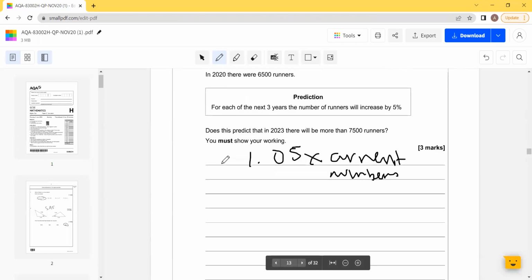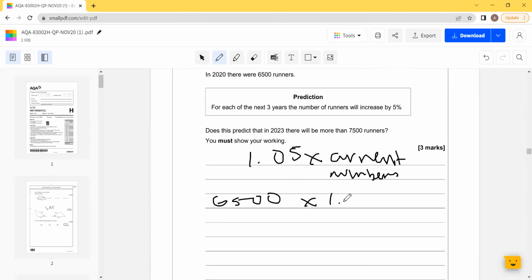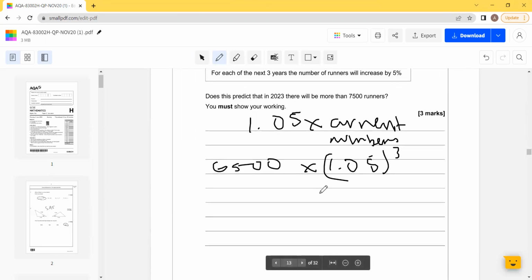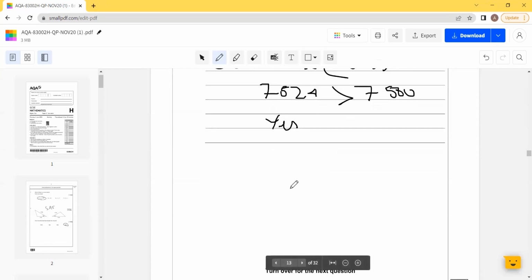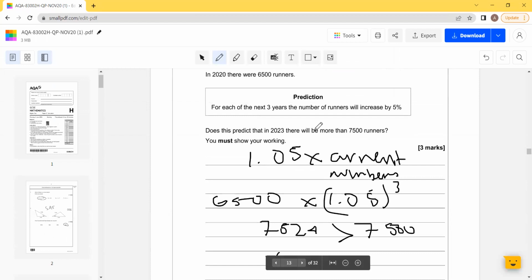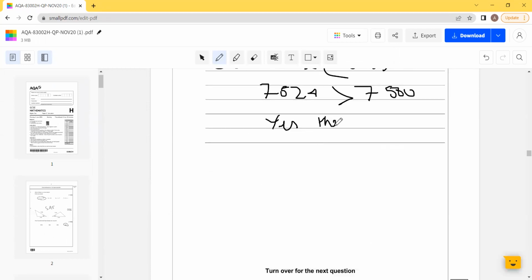So basically, you're doing 6,500 times 1.05 cubed, because it's 3 years. Okay, so if you do this now and work out the value, you'll get 7,524, which is greater than 7,500. So the answer is yes. Okay, it does predict. Yes, there will be more than 7,500.